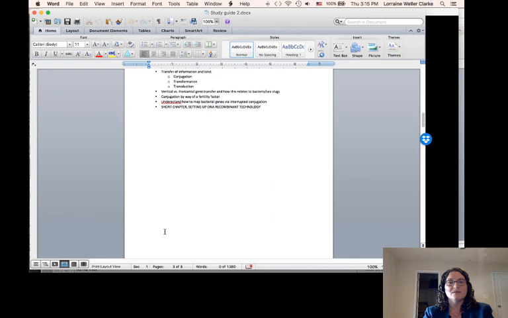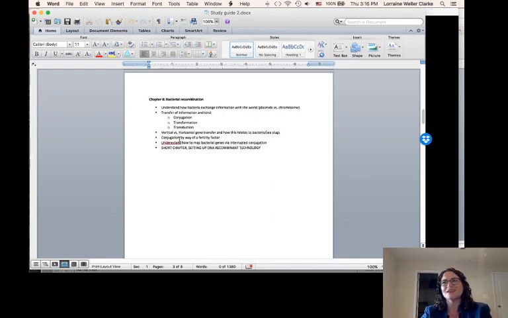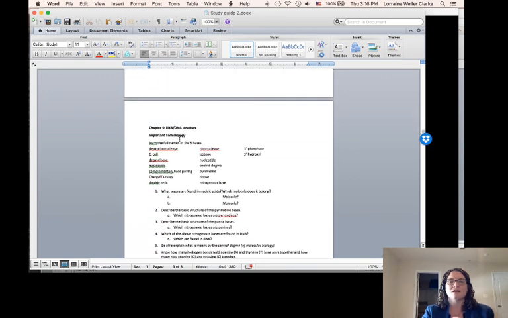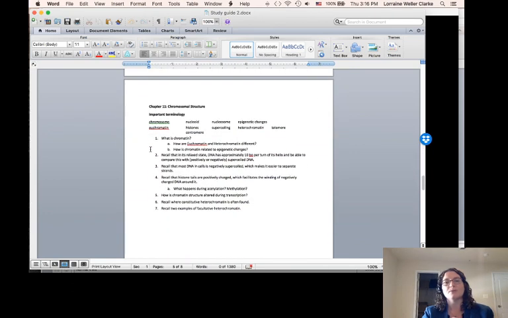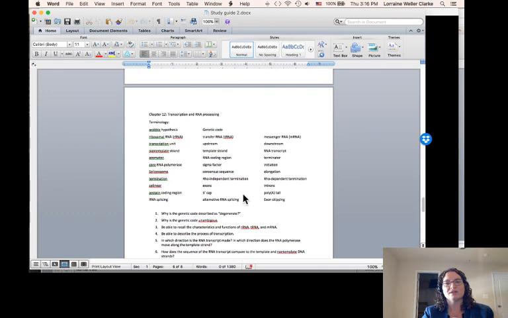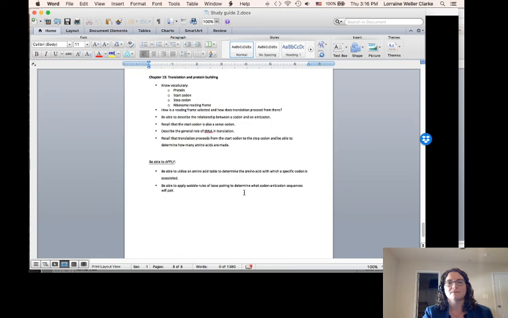And then there's the bacterial recombination. Very short. I truncated it because I'm going to revisit bacteria when we talk about genetic recombination and DNA tech. RNA and DNA structure, DNA replication, chromosomal structure, transcription, and RNA processing are all the things we've gone through in the last few weeks. And then the translation and protein building, we've gone through most of this already, so it's not going to be too much. And then we'll apply the wobble rules as well.